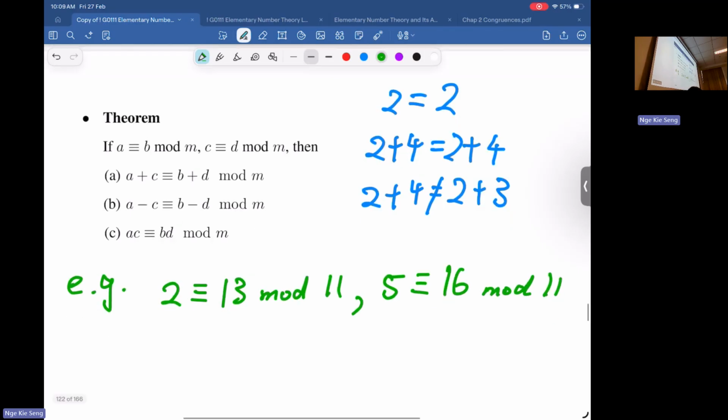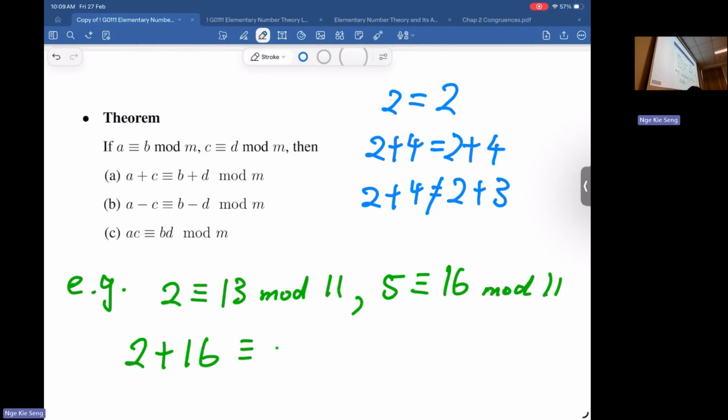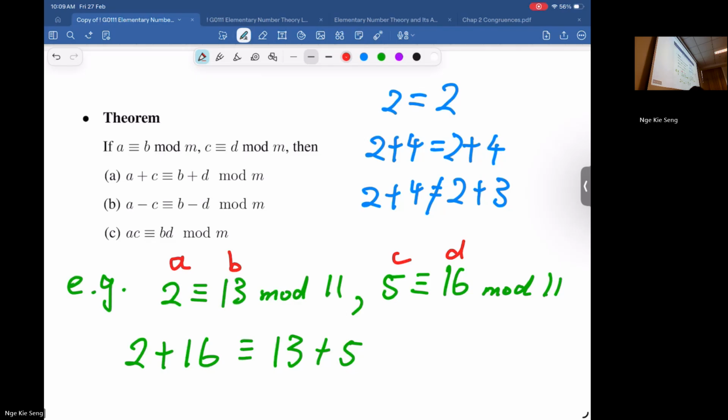Mod 11. Then we will say that 2 plus 16 will be congruent to 13 plus 5. Is this right? So A, B, C, D. Maybe I swap the C and D. Then this is A, this is C, this is B, this is D. Good.